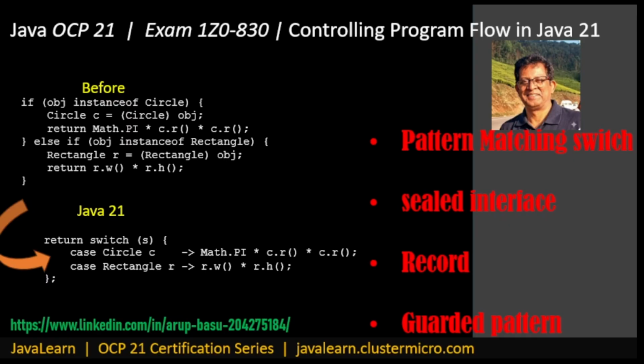In this video we are covering three things. First, type patterns, where case itself tests the type and binds the variable. Second, guarded patterns using the when keyword, where you add an additional boolean condition to a type pattern. And third, sealed interfaces and records as the natural companions to pattern matching, enabling exhaustive switches with no default required. Okay, by the end of this video, you'll understand how all three work together and be ready for every pattern matching question on the OCP exam.